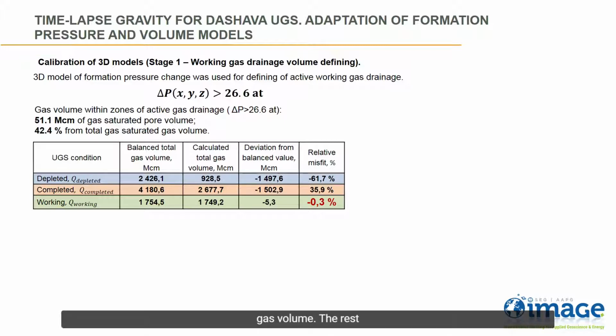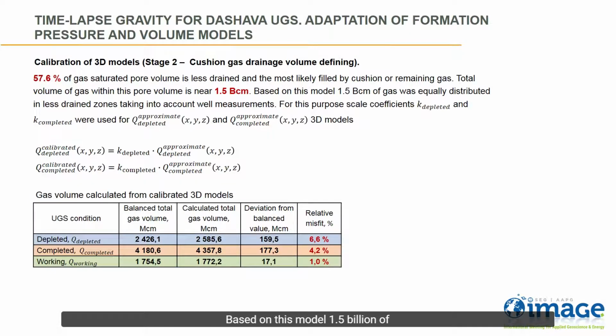The rest, 57.6% of gas within the UGS reservoir, is less drained and most likely filled by cushion or remaining gas. Total volume of gas within this pore volume is near 1.5 billion cubic meters. Based on this model, 1.5 billion of gas was equally distributed in less drained zones, taking into account well measurements. For this purpose, scale coefficients were used for approximate 3D models.